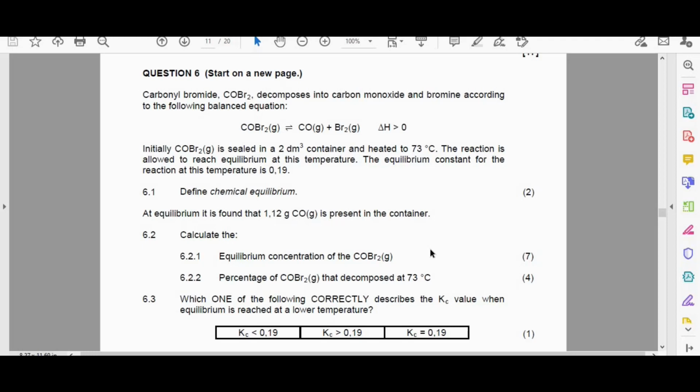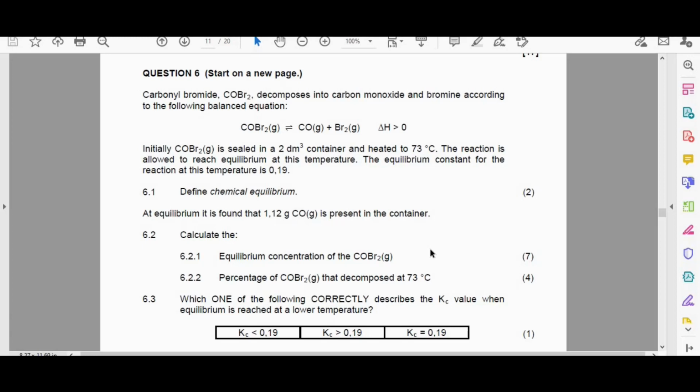Carbonyl bromide, which is COBr2, decomposes into carbon monoxide and bromine according to the following balanced equation: COBr2(g) ⇌ CO(g) + Br2(g), and the enthalpy change ΔH is greater than 0.